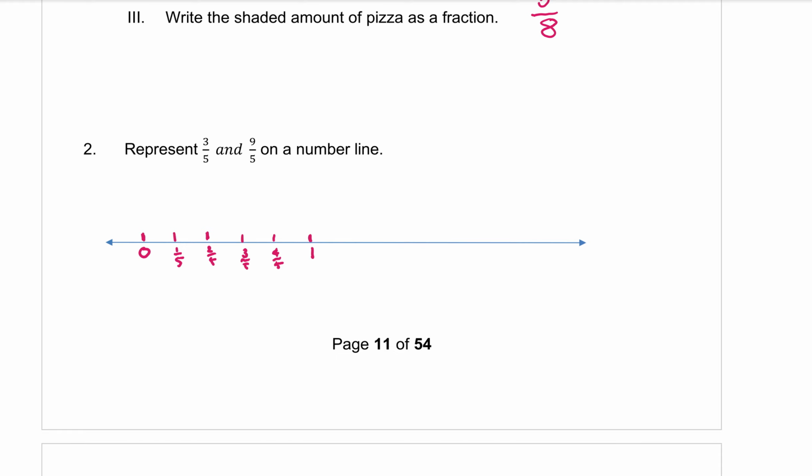I need to keep going though because I have to get up to 9/5. So remember 1 was 5/5. The next one would be 6/5, 7/5, 8/5, 9/5, and then 10/5, which would be the whole number 2.